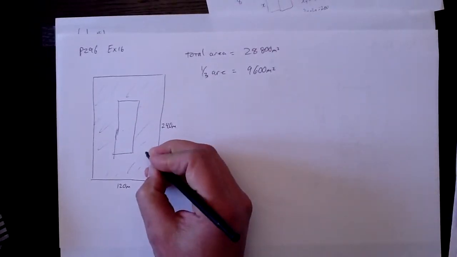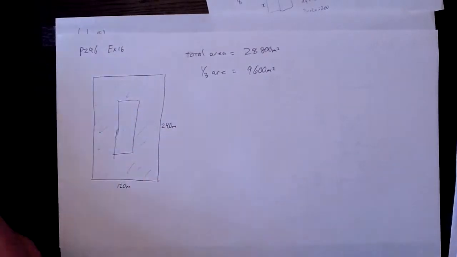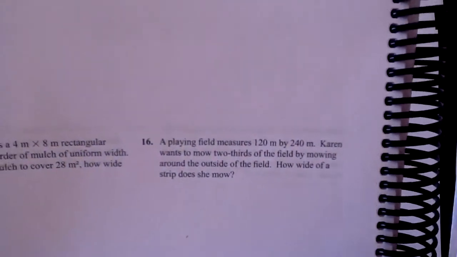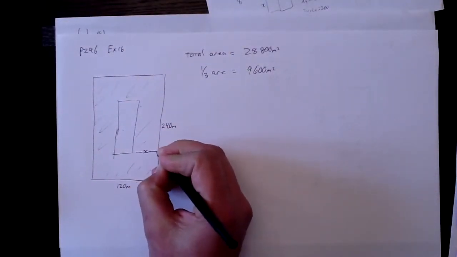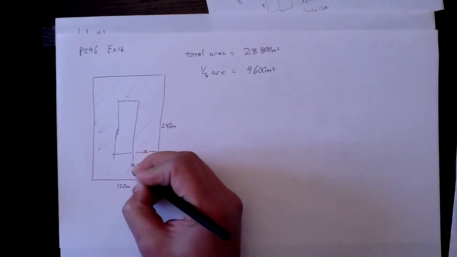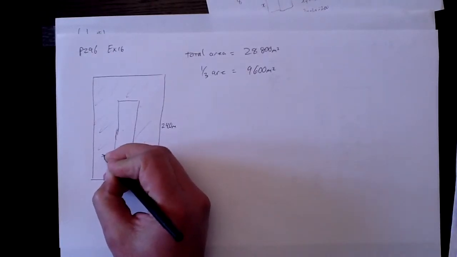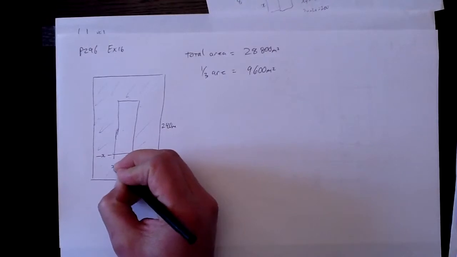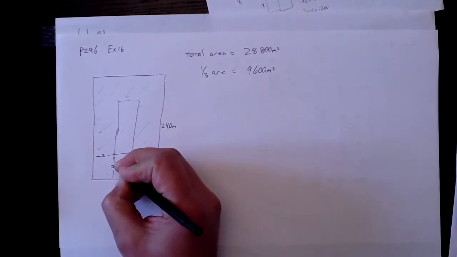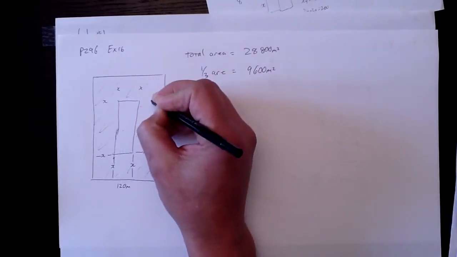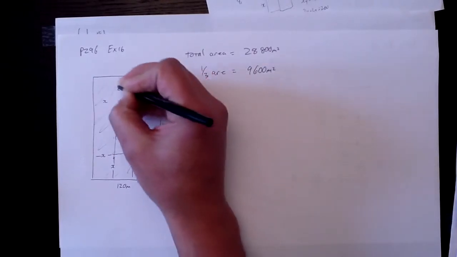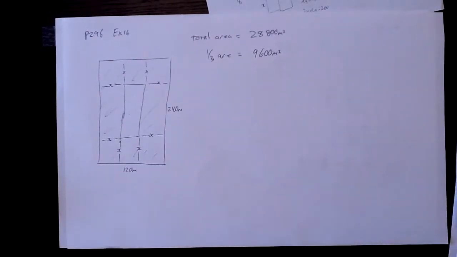So let's just establish something. We would like to know how wide a strip. How wide a strip does she mow? So this is going to be easier than the way I did it last time. I'm just going to define that strip as x. And as you can see, x is all over the place. Okay, so that's x, that's x, that's x, and that's x. So, whoops, there we go.